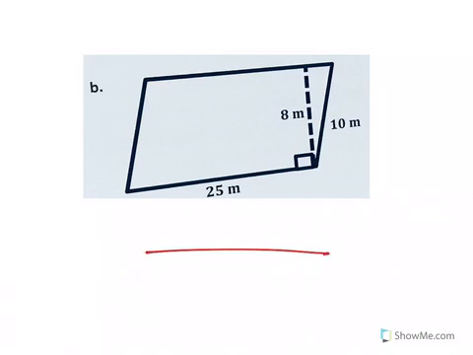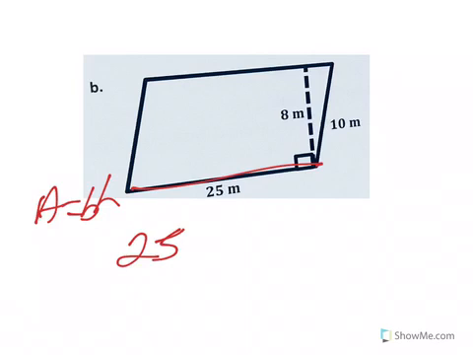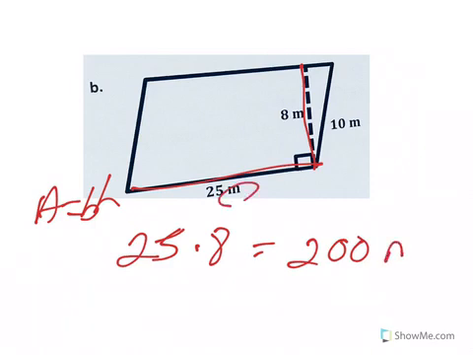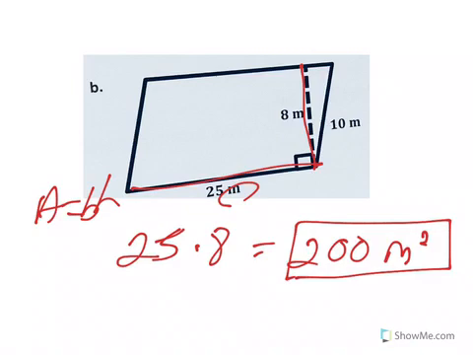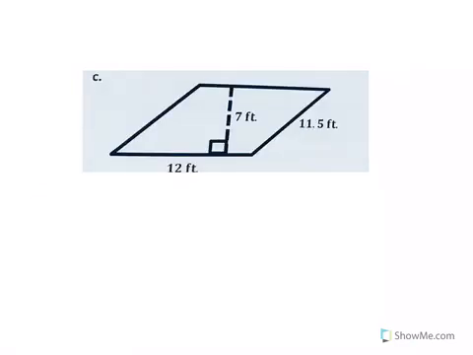So, get rid of those dots there. Our base is 25, right? Area equals base times height. Our height is 8, excuse me. This 10 doesn't matter right now. We don't need it, okay? 25 times 8 is 200. We're dealing in meters, and because it is area, 200 meters squared. The area of this parallelogram is 200 meters squared.